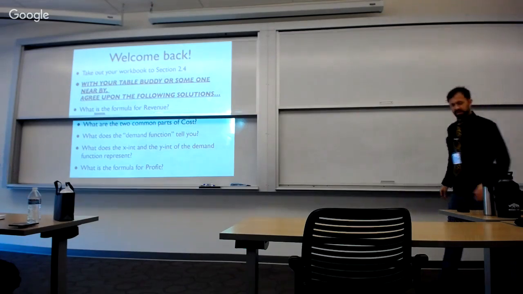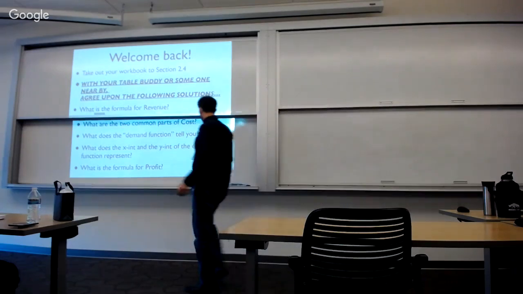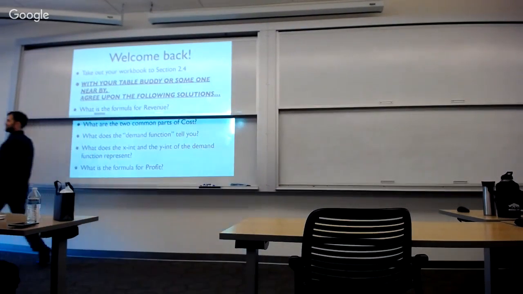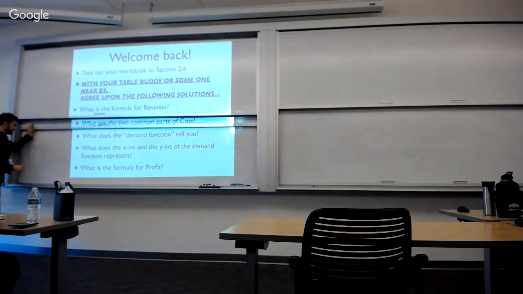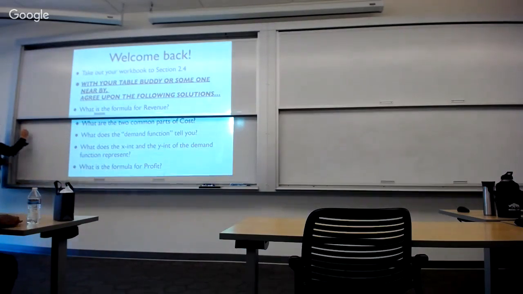All right, shall we? So what is the formula for revenue? The formula for revenue is always the same. Price times quantity. Exactly right. So revenue is, and I'm going to put R of Q. We'll start using Q as a variable instead of X. So it's just price times quantity. Okay, so that's always our revenue formula.